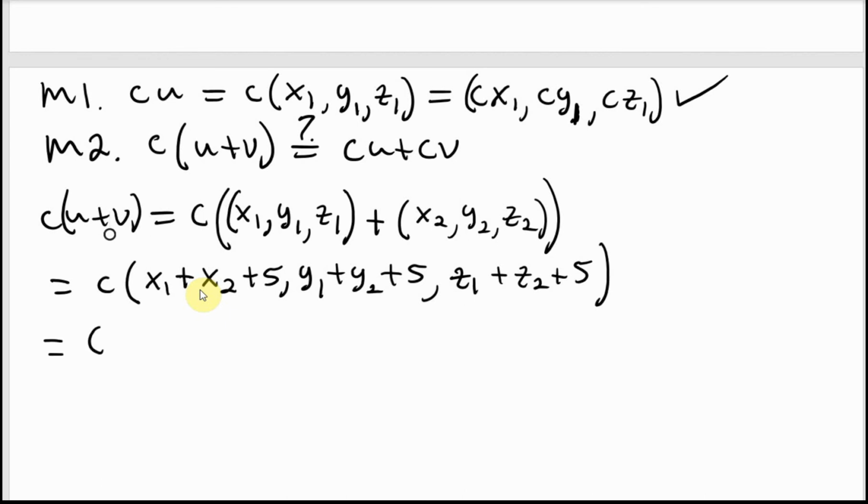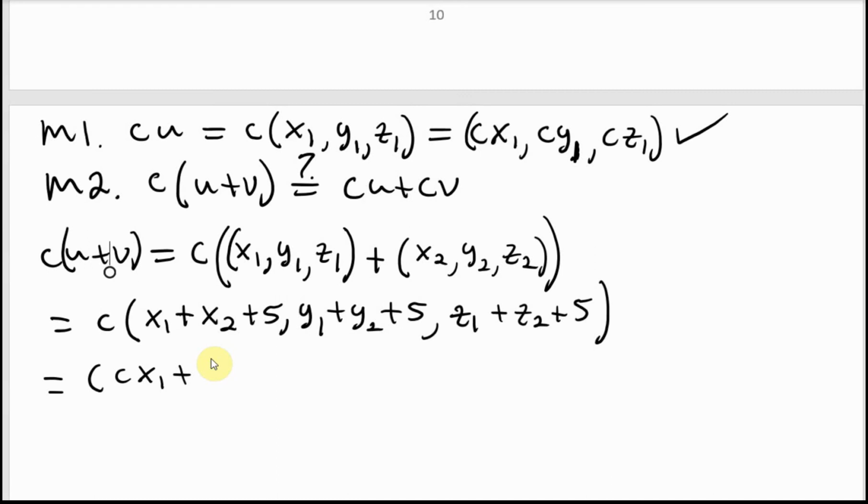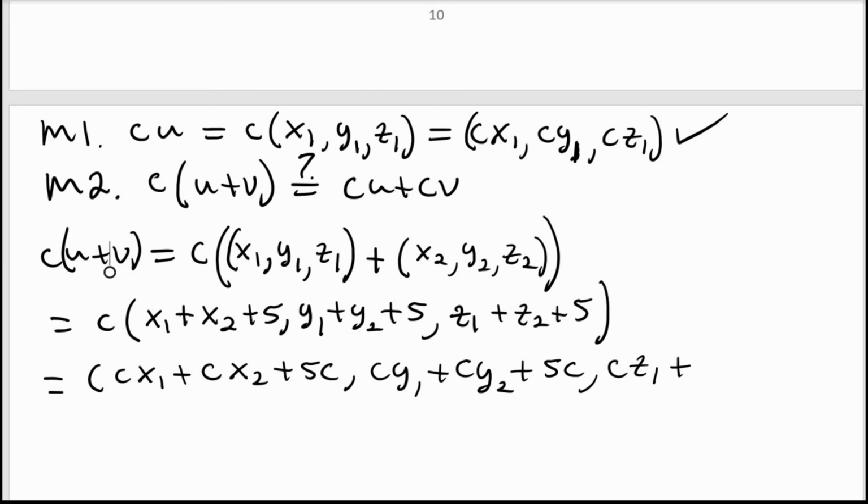Okay, so this is c times x sub 1 plus c times x sub 2 plus 5c, comma, c times y sub 1 plus c times y sub 2 plus 5c, comma, c times z sub 1 plus c times z sub 2 plus 5c. Now that's the left side.